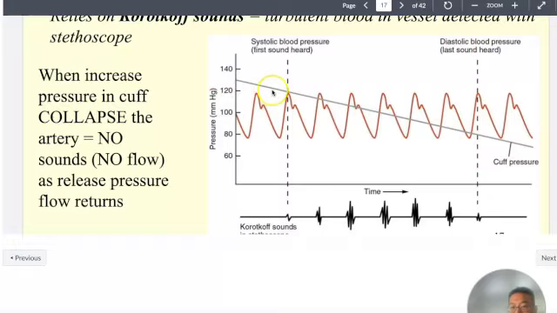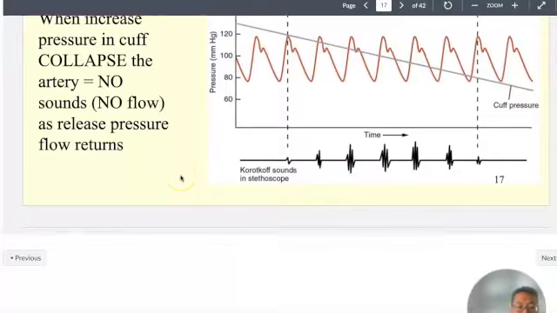So you raise it up so high, usually about 30 above where you stop, and then you don't hear it anymore because the artery is collapsed, and then you start letting go. You're letting go of the valve slowly, and you hear boop boop. That's your first number you record. In this case, it would be 120. Okay, and then it keeps going down, and then you don't hear it anymore. This would be 80. So 120 over 80. That would be the normal blood pressure.